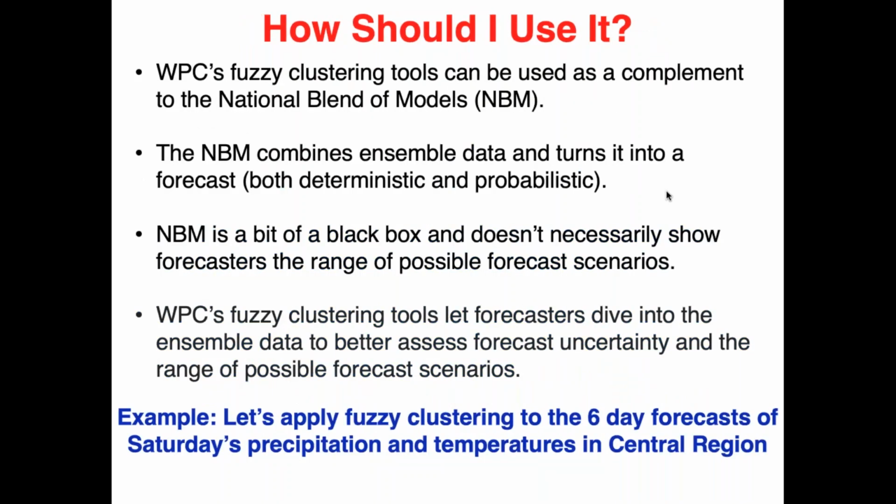So how should you use these fuzzy clustering products? As I said earlier, we're framing them as a complement to the National Blend of Models. The NBM does combine ensemble data and turns it into a forecast, both deterministic and probabilistic. But the NBM is a bit of a black box, and it doesn't necessarily show forecasters the range of possible forecast scenarios. You don't necessarily know what's going into it, and you don't get a clear picture of the range of forecast scenarios. WPC's fuzzy clustering tools let forecasters dive into the ensemble data to better assess the forecast uncertainty and the range of possible forecast scenarios.